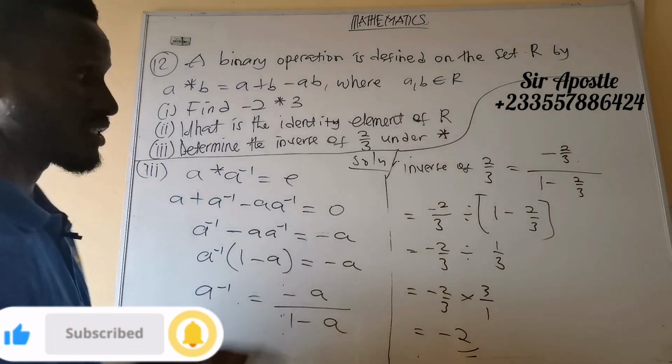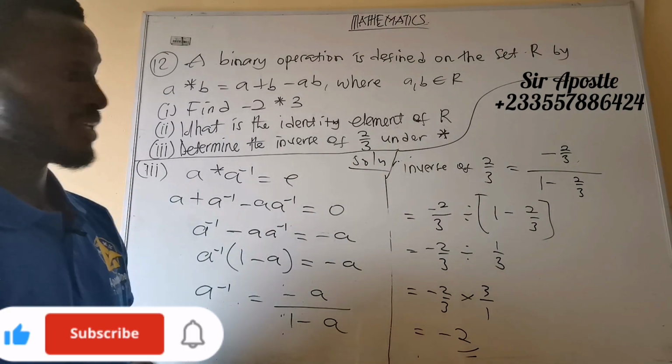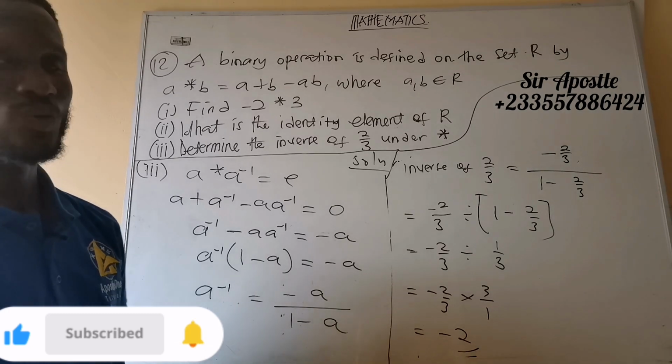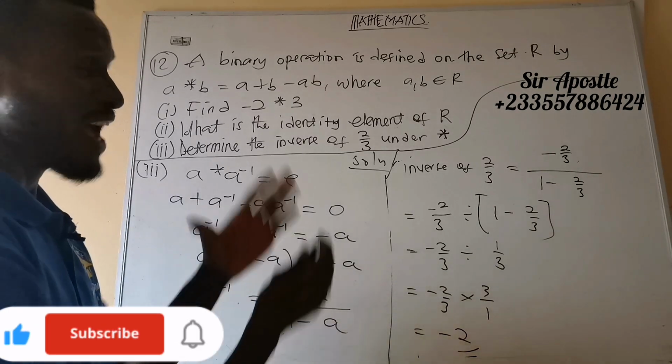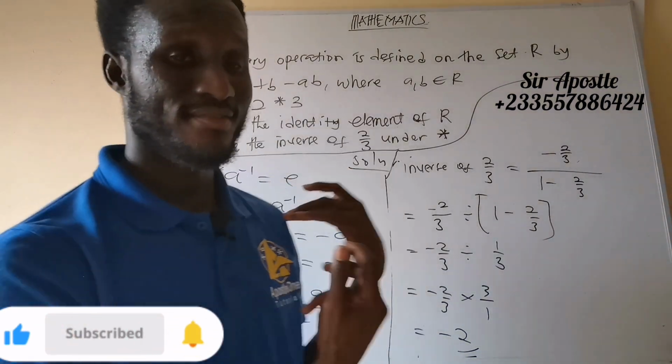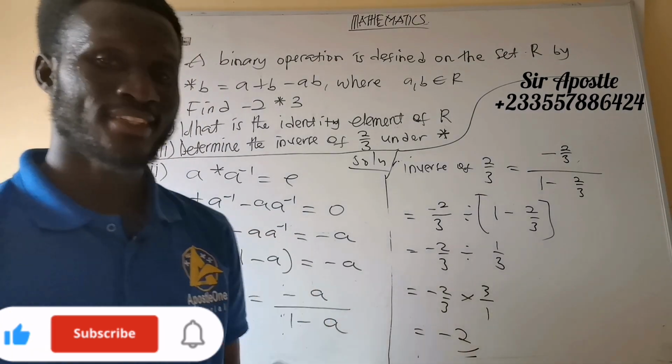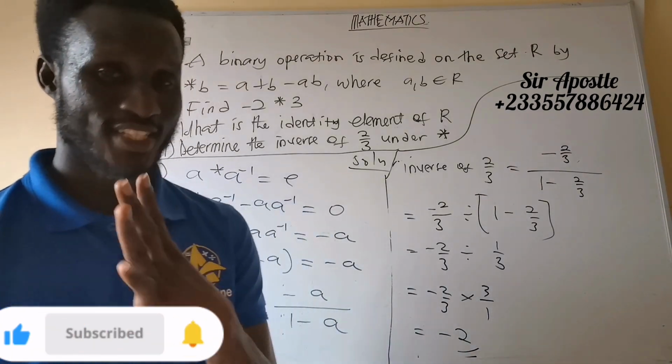This one is a simple fraction. You can solve it anyhow you want. So the answer here is negative 2. Now this is our 12th question. This is an elective maths standardized test from senior high school.